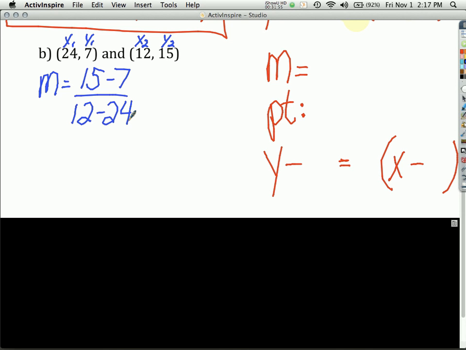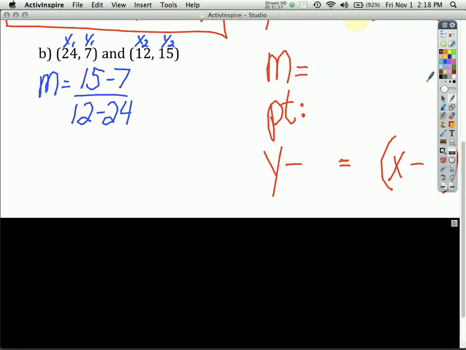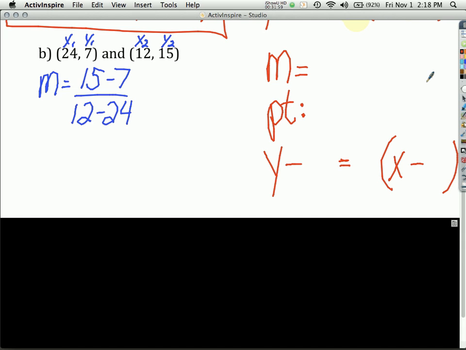Anil? I'm sorry, I thought you had your hand raised. Okay, I'll come back to you for the next one. Shelby? Negative. Okay, but that's not simplest form, so you're right, that is what it simplifies to, but it has to be simplest form always. Anissa? Negative 2/3.